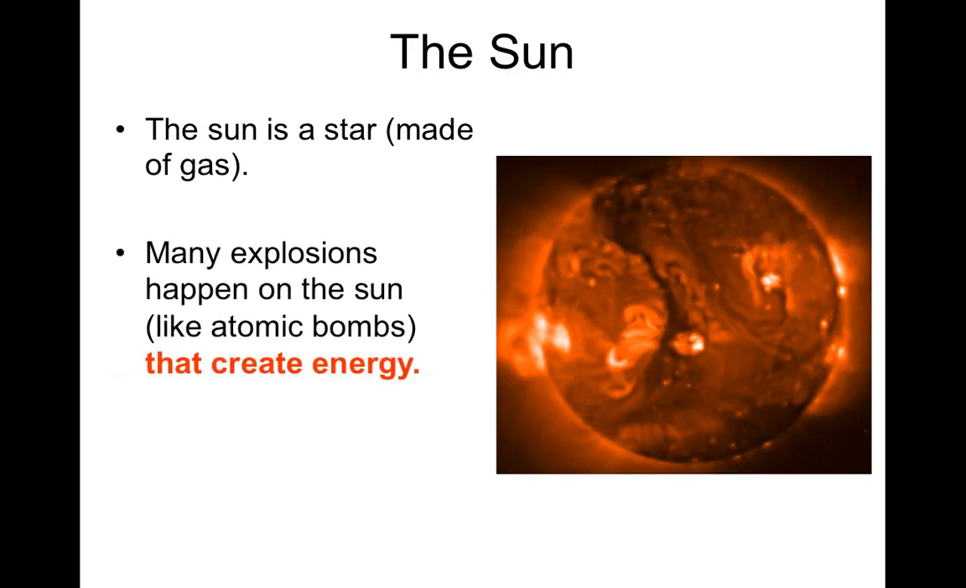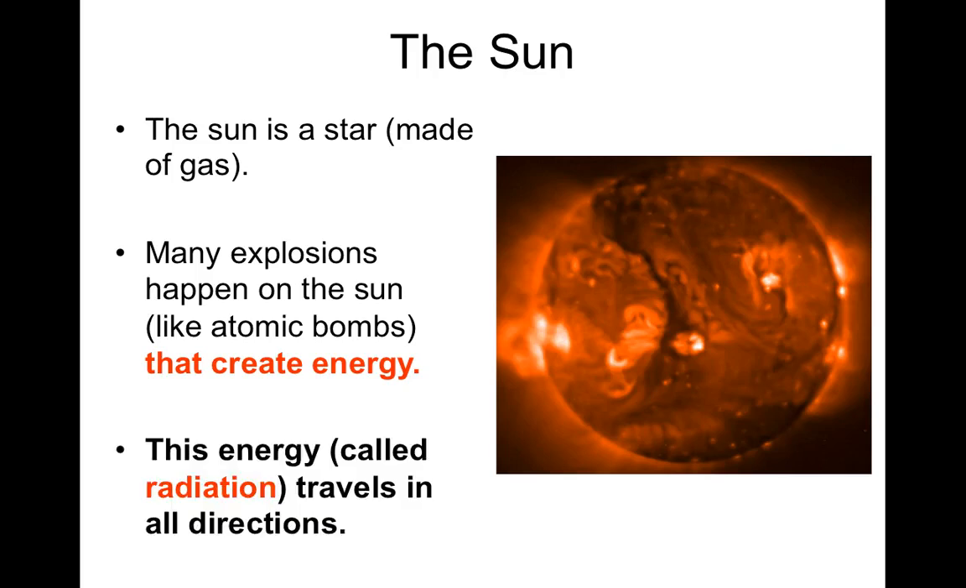Many explosions happen on the sun that create energy. The explosions are like atomic bombs. This energy, called radiation, travels in all directions, including towards the Earth.